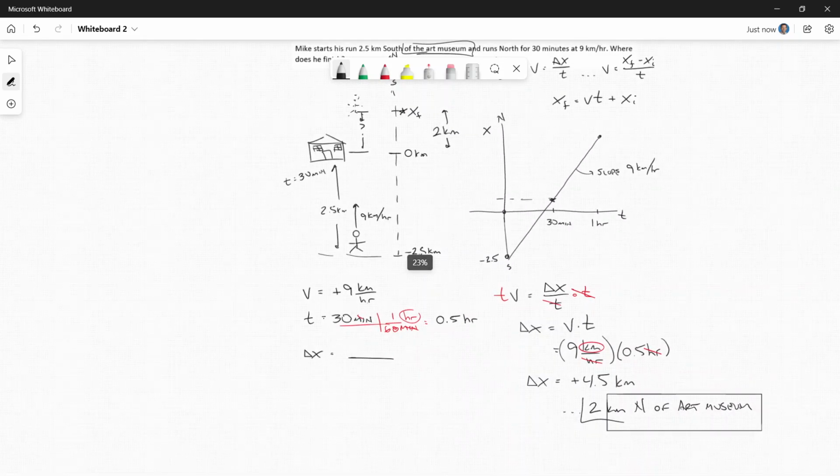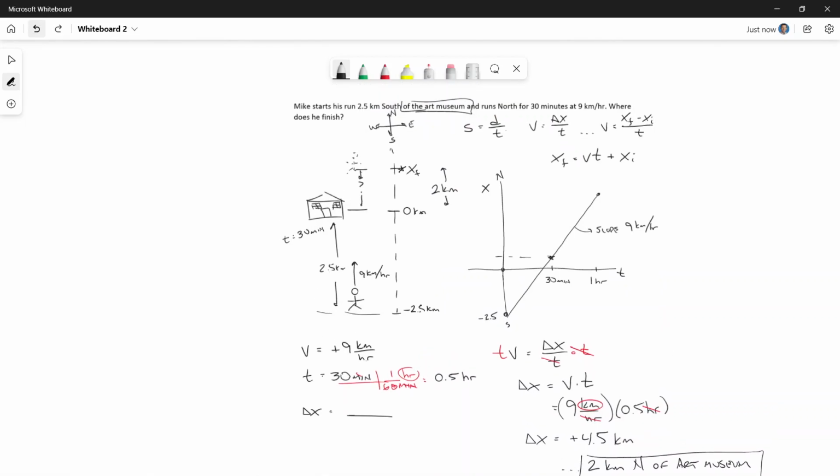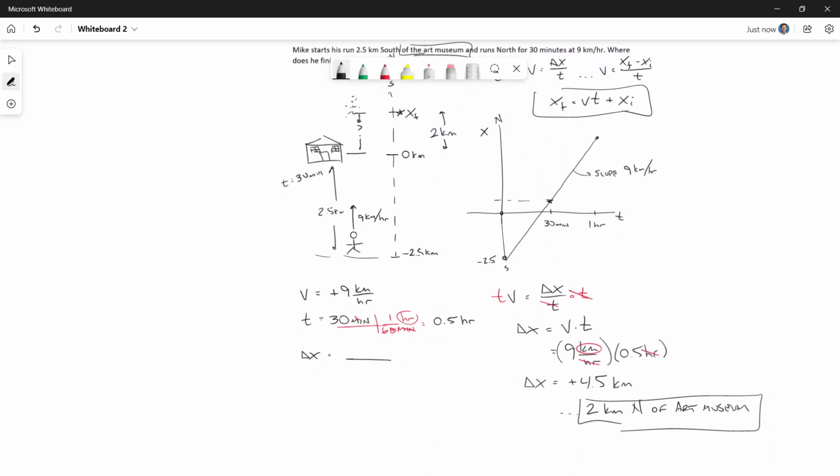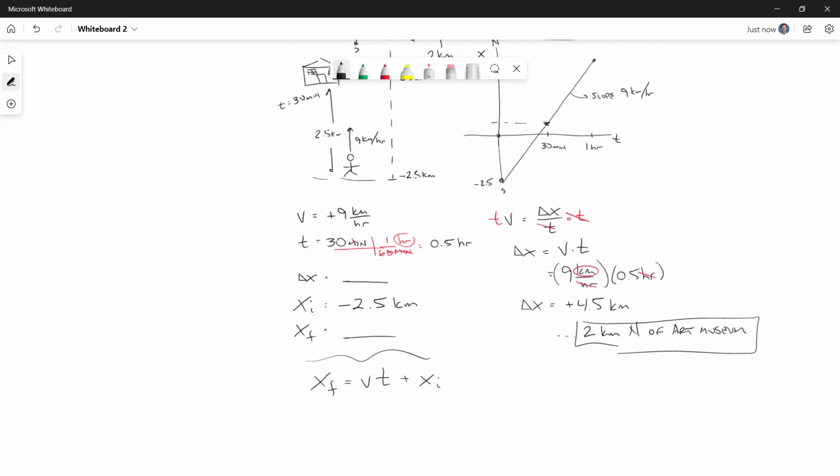But let's look at how we might use this other variation of our equation to make that answer a little bit easier. Rather than doing delta x, what if we write x initial and x final? And we know x initial. X initial is negative 2.5 kilometers. Remember, he's south of the art museum. South was called negative. And he's going to finish somewhere. If we use this version of our equation, x final is vt plus x initial, then we can plug in what we have.